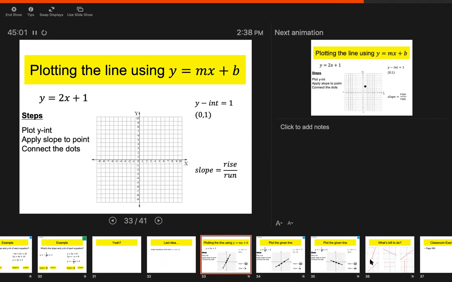Look at the slope again. Slope is 2, so 2 over 1. Yeah, so up 2 over 1. That's why this dot's right here. So from that dot right there, up 2 over 1.